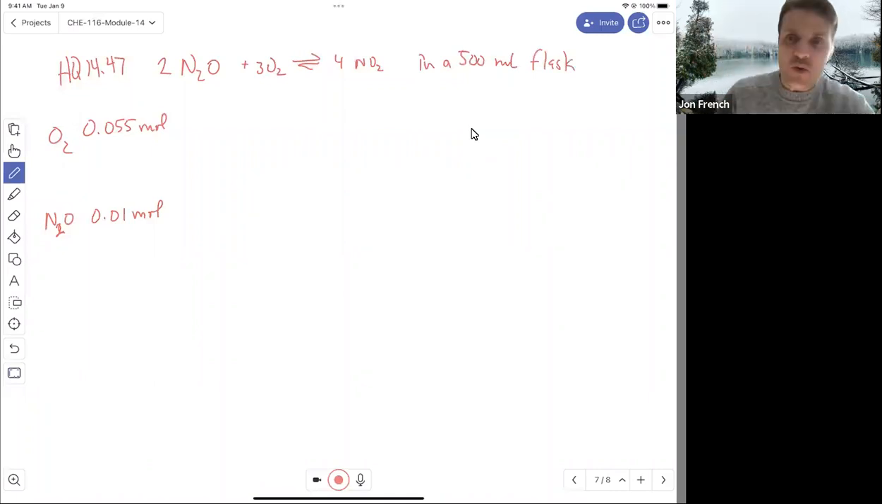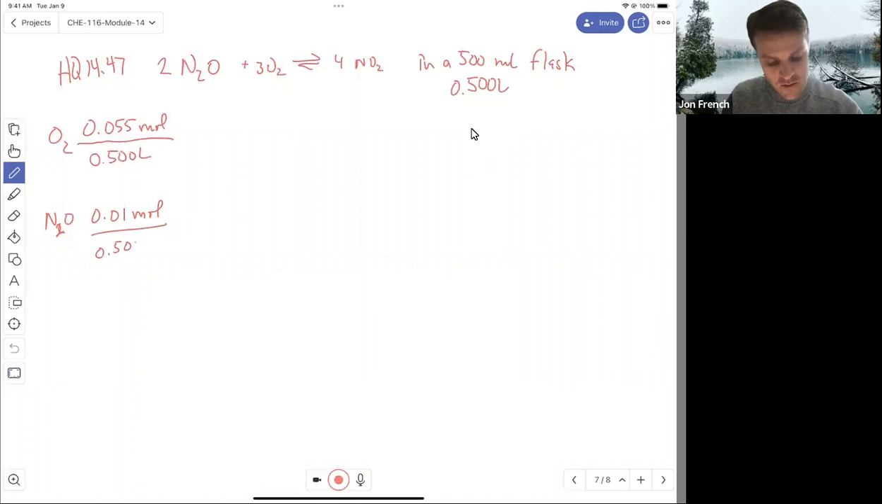So unlike previous problems, all the previous problems we looked at, they gave us concentration already. Here, they didn't give us concentration. They gave us moles and volume. So right now I know moles of oxygen, moles of nitrous oxide. To find concentration, molarity, right? That's moles per liter. So I have a 0.5 liter volume. So I'm going to divide both of these by 0.5 to turn both of them into a concentration. And that's going to make my concentration of oxygen, my concentration of the nitrous oxide.